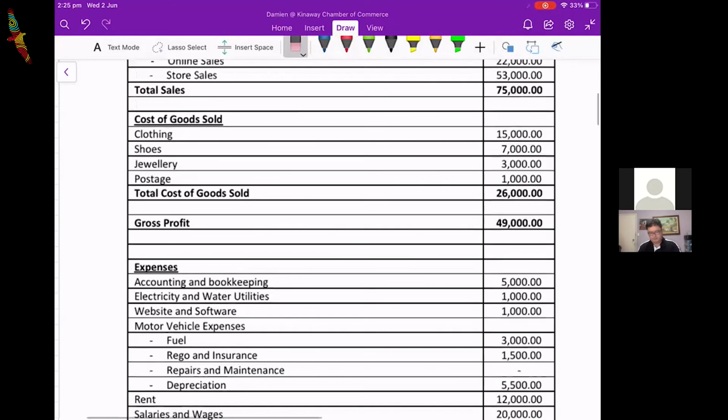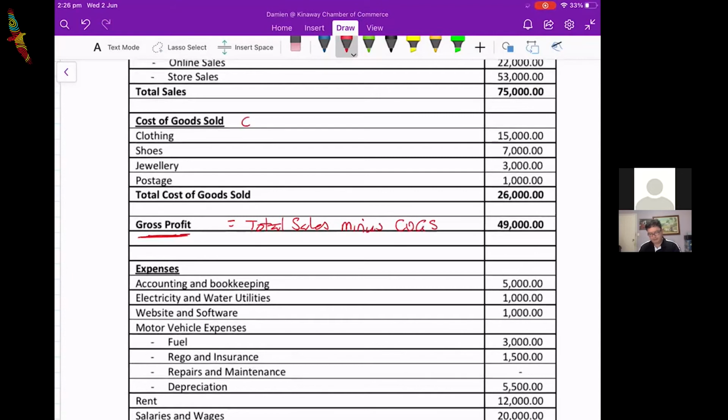So now we have the gross profit. Now the gross profit equals total sales minus cost of goods sold up here. So it's this number, $75,000 less $26,000, gives us $49,000 as our gross profit. So total sales minus cost of goods sold. Okay.